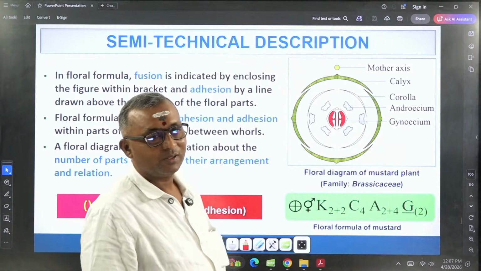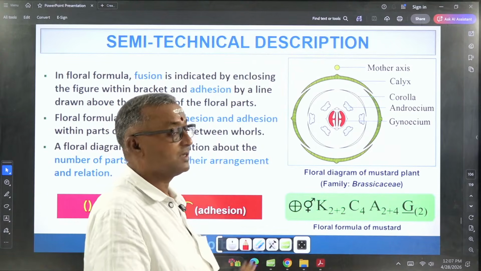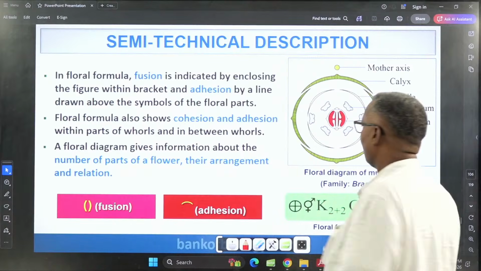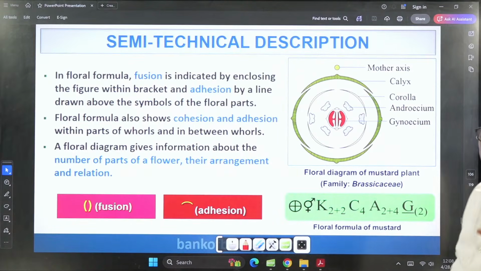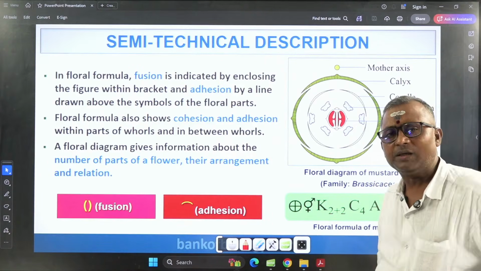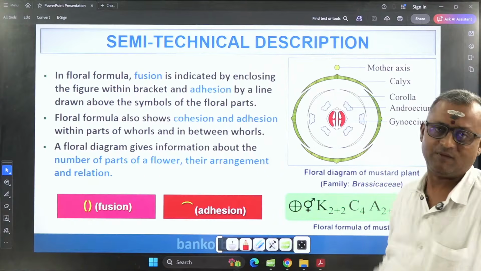Got it? So there are so many details in the floral diagram and floral formula. Just this is enough for now. Just remember that the floral diagram is one that represents all the details of a flower in diagrammatic form.